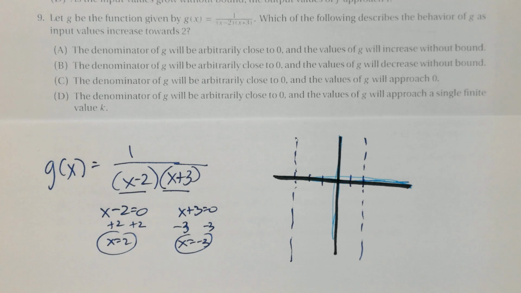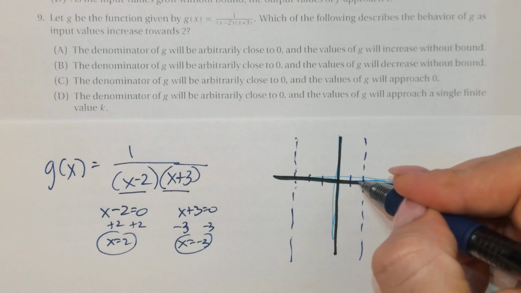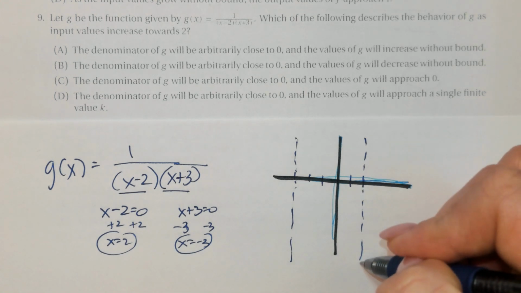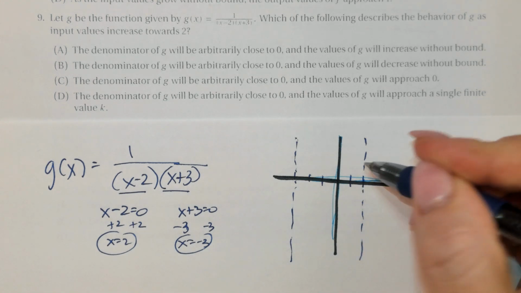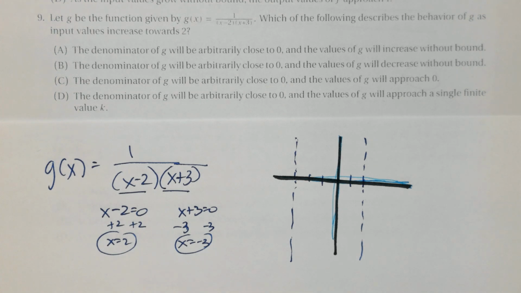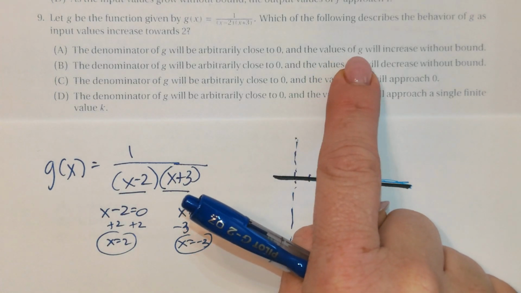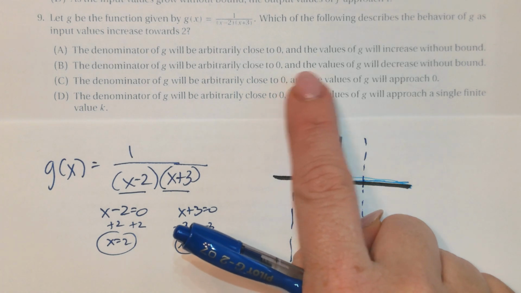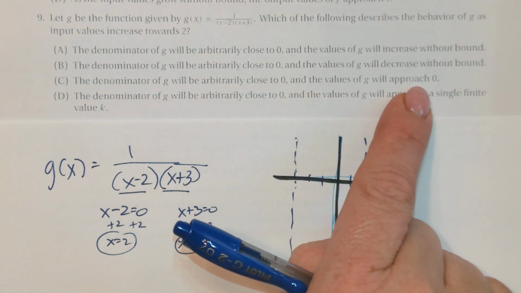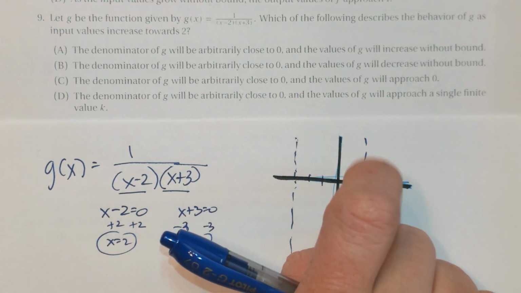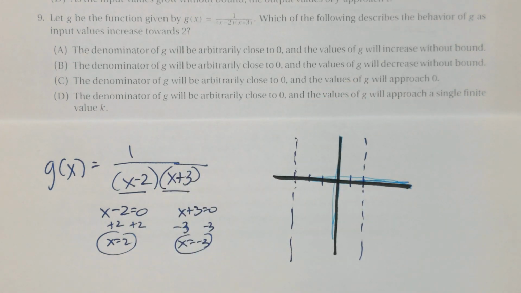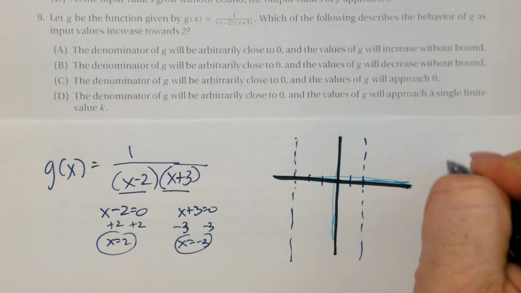It says, which of the following describes the behavior of the function as the input values increase towards 2? Now, we know that as we get closer and closer to 2, it's going to get closer and closer to this vertical asymptote, right? Is it going to be going up? Is it going to be going down? Let's see what it says. The values of the function will increase, the values will decrease, or they'll get closer to 0, approach an infinite value. Okay, well, let's just take a little look here.